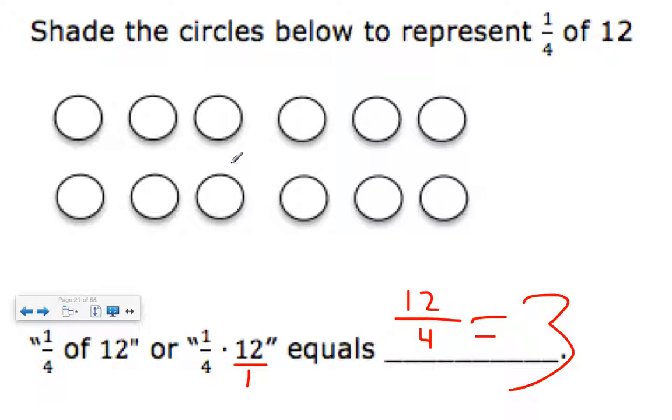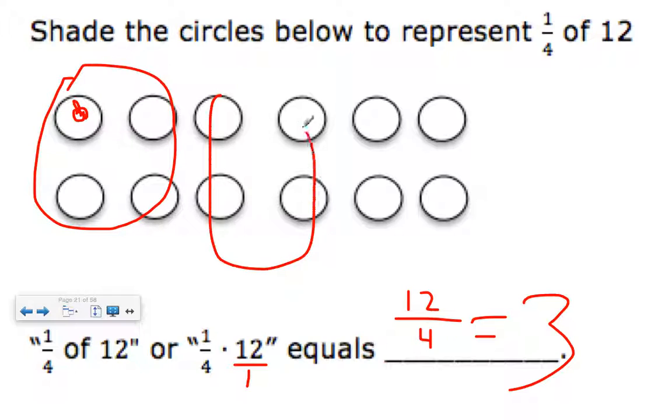Let's check our work. So 1/4 of 12 means 1 out of every 4. There are 4 circles here, 1 out of every 4. So 3 of the circles, 1/4 of 12 equals 3.